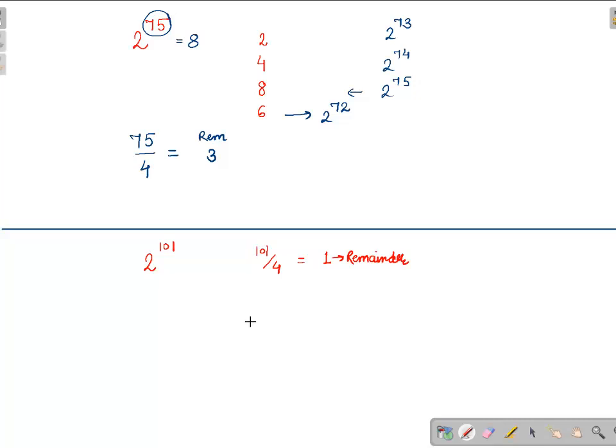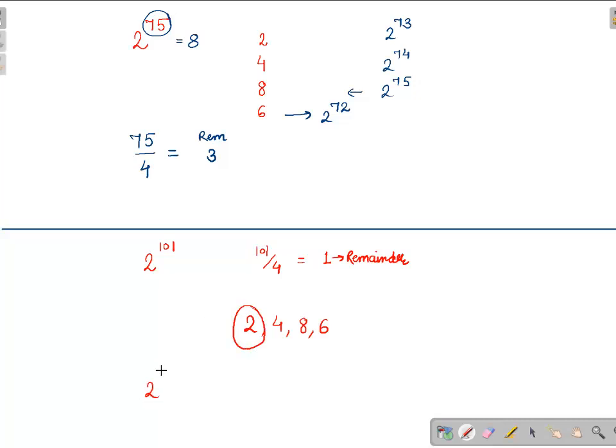So what is the answer? That will be the first place of this cycle. What is the cycle here? That is 2, 4, 8, 6. Since we are getting 1 as the remainder, we'll take 2 as the unit place.